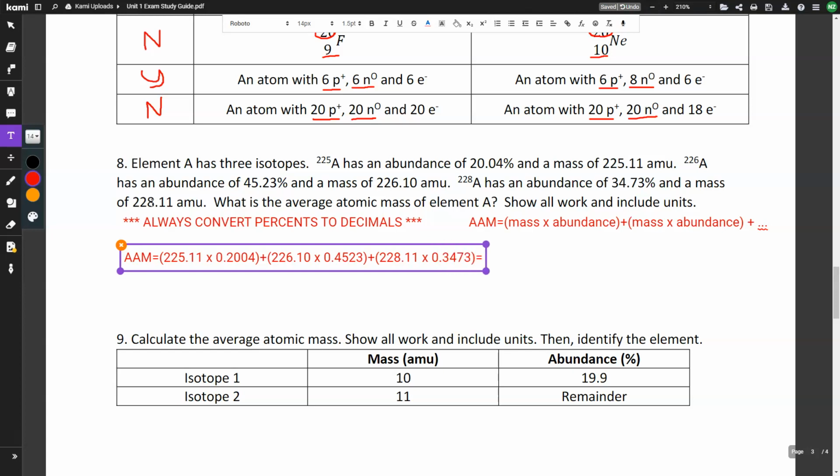Now, when I enter this in our calculator, we want to use parentheses. So just be careful when you enter it into your calculator. You should get a value of 226.6 atomic mass units.